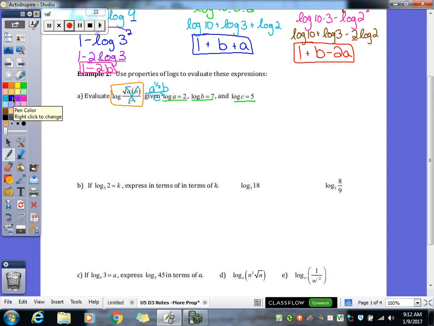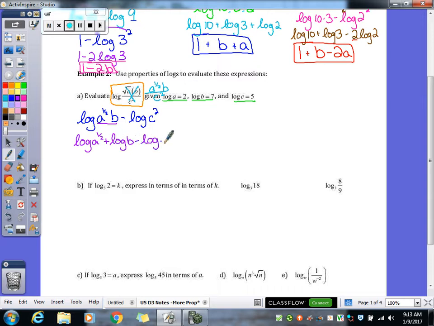So we'll do our division rule first. So log of a to the 1/2 times b minus log of c squared. Now our product rule, these are being multiplied, which means their logs are added. So log a to the 1/2 plus log b minus log c squared. And then our exponent rule: 1/2 log of a plus log of b minus 2 log of c. So we've expanded it out just like what we did last class.